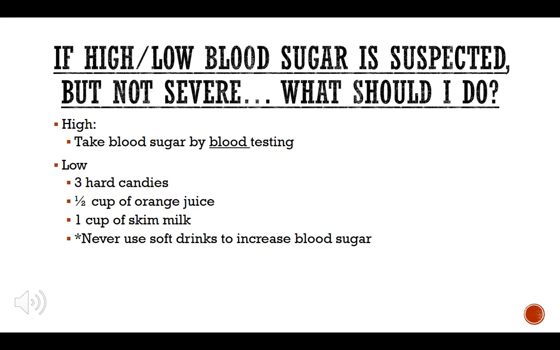If you suspect a high or low blood sugar, best testing is completed through a 5 to 10-second blood test. If a low blood sugar is suspected in a diabetic, 3 hard candies, a half cup of orange juice, and 1 cup of skim milk are acceptable to give the patient. A good rule to know: never should soft drinks be used to increase blood sugars.